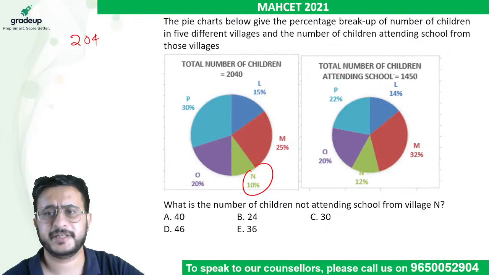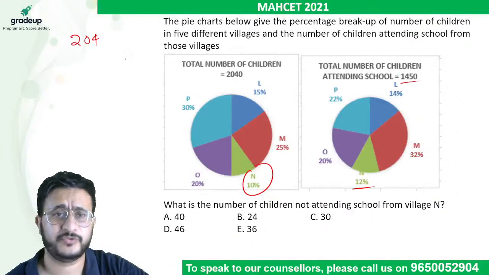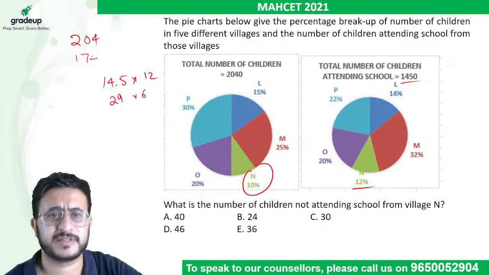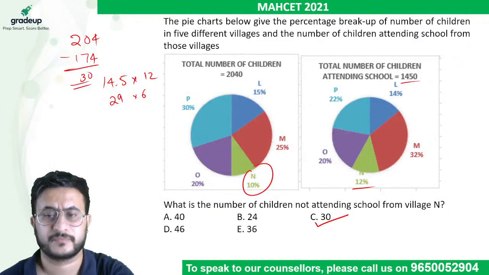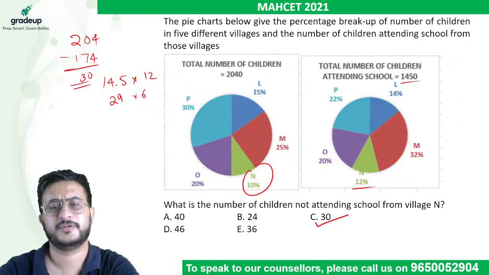How many of them are attending school? 12% of 1450. So 14.5 into 12. I hope you know this multiplication trick. You have to find 14.5 into 12. You can double one number and halve the other. So you will get 174. So you will get the answer as 30. Okay, so the answer is 30. Again, an easy question. This particular set is quite easy.